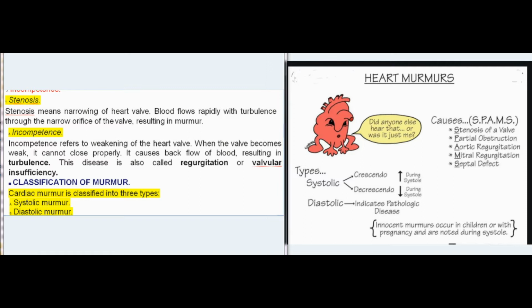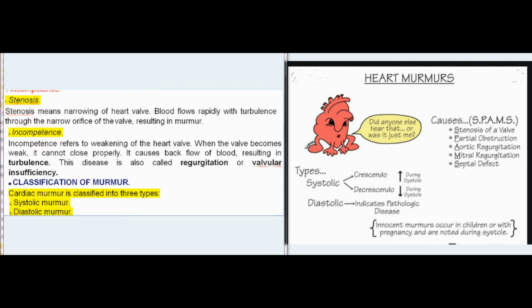Incompetence. Incompetence refers to weakening of the heart valve. When the valve becomes weak, it cannot close properly. It causes backflow of blood, resulting in turbulence. This disease is also called regurgitation or valvular insufficiency.